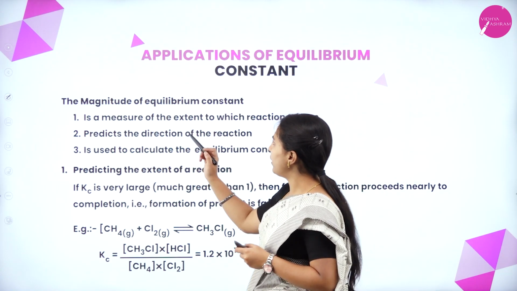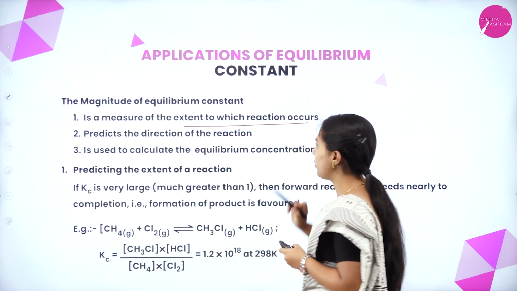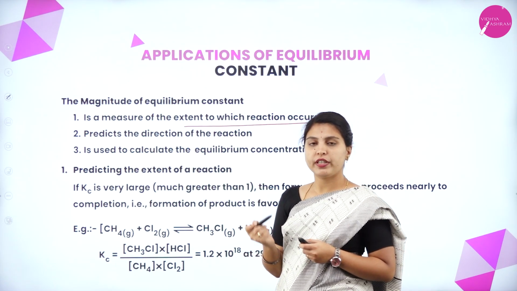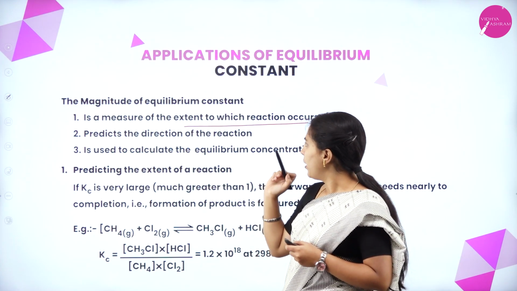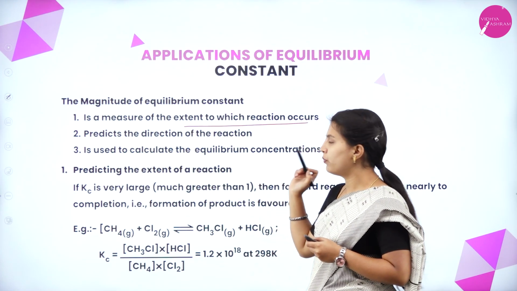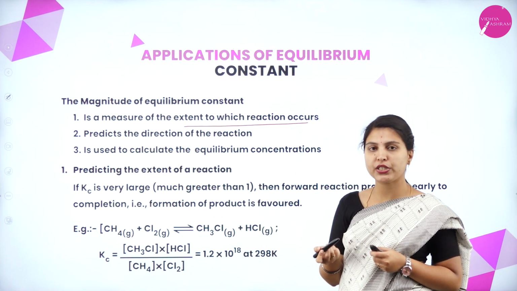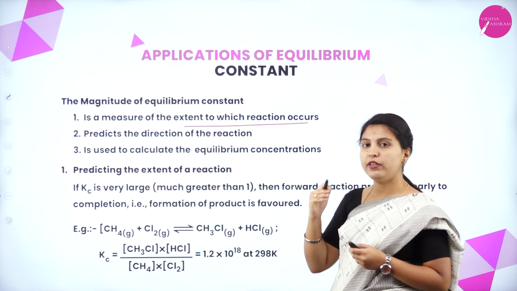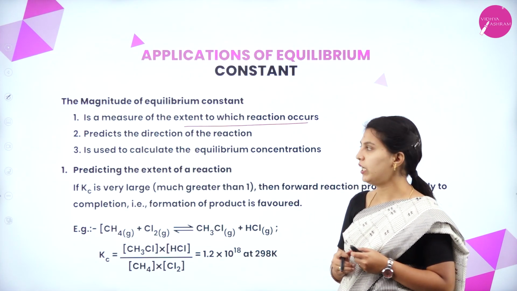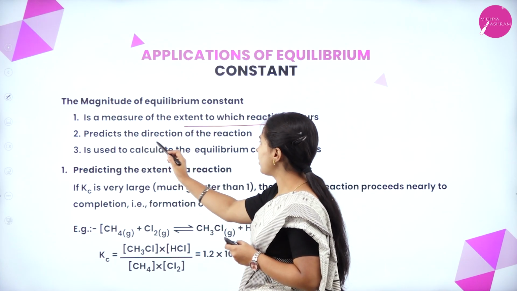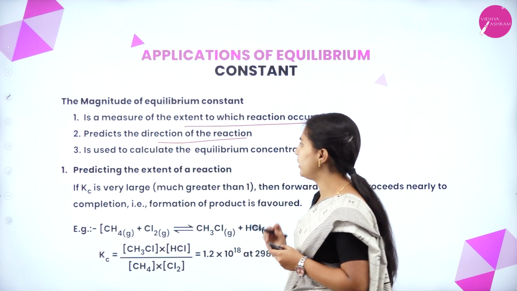The magnitude of the equilibrium constant is a measure of the extent to which a reaction will occur. What is the use of the equilibrium constant? It helps in measuring the extent to which a reaction will occur, whether it's a forward reaction or a backward reaction. It will show till what extent the reaction will happen. Next, it predicts the direction of the reaction. As I said, it will show whether the reaction is forward or backward.